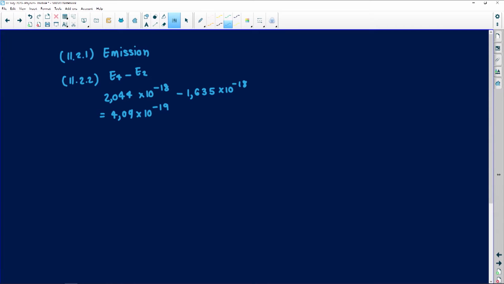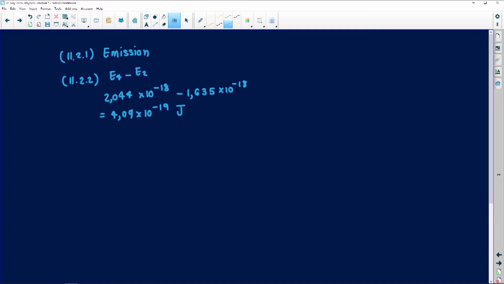Remember, when we're talking about energy, it needs an SI unit, which is joules. And guys, remember, for everything that we calculate in physical sciences, you need to have an SI unit. You have to indicate to the examiner that you know that energy is measured in joules, so you don't want to be penalized. We found our energy. So this is the change in the energy for that photon that was emitted.